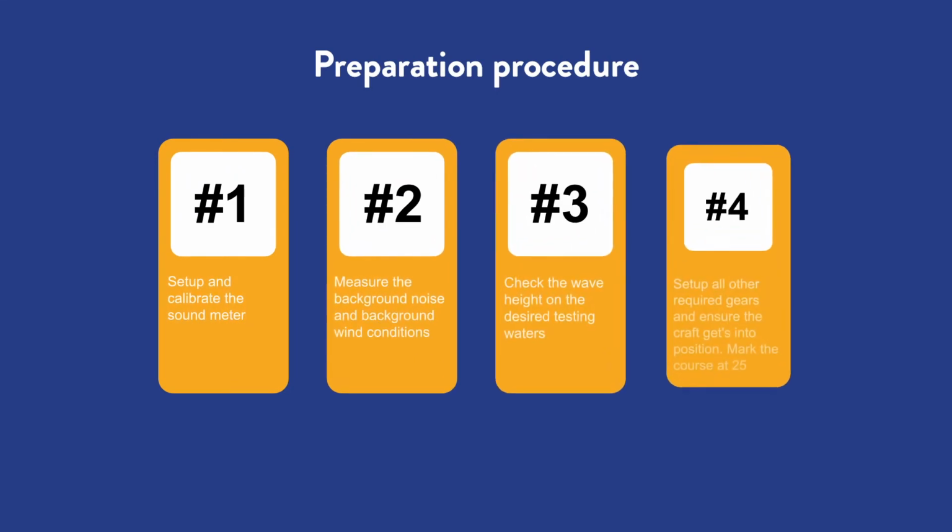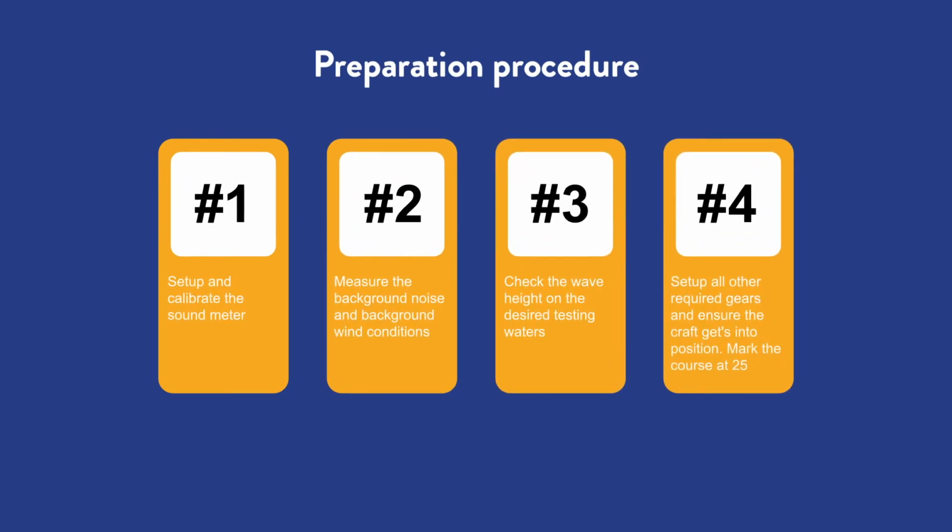Now, before we start the test procedure, we need to do the following 4 things. Step 1. Set up and calibrate the sound measurement equipment in accordance with the manufacturer's procedure. Make sure the meter is calibrated correctly and adjust it if necessary. Step 2. Measure the background noise and background conditions and write these down. If the conditions exceed the allowed limits, the test cannot proceed. And remember, you must do this at each pass-by moment as well. Step 3. Check the wave height in the desired testing waters and ensure it does not exceed the allowed limits.